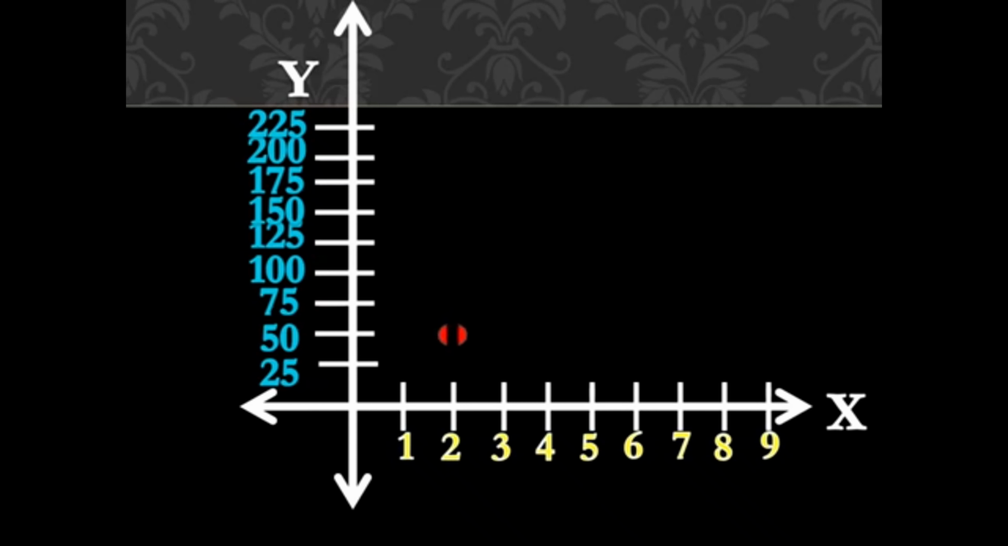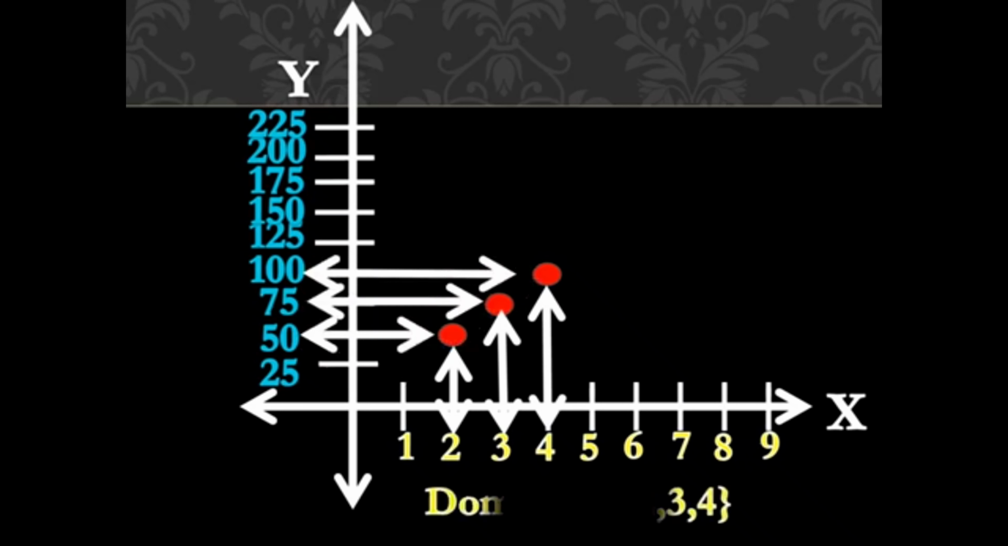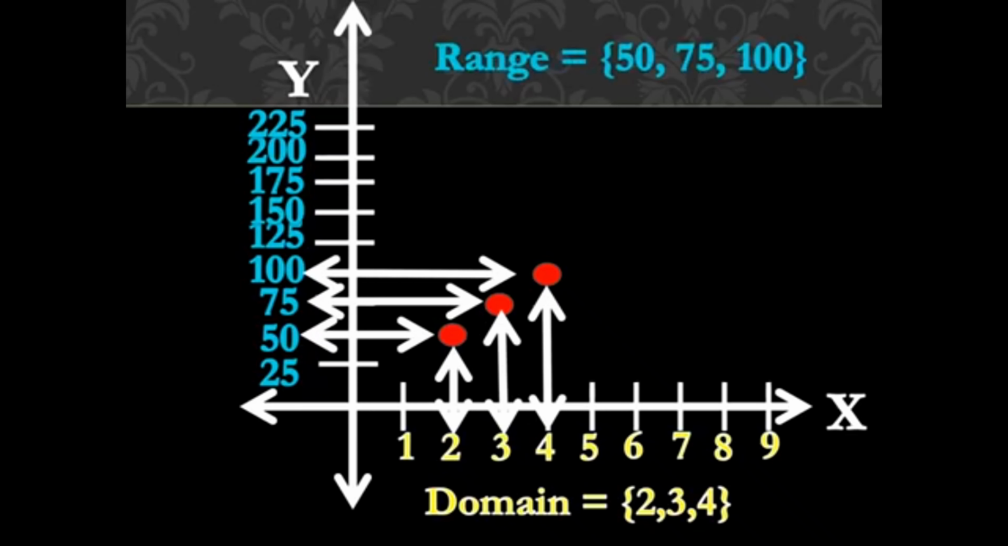Okay, so let us identify the domain and range. The domain are the numbers that correspond to the x-axis. So what are those? We have 2, 3, and 4. For the range, those are the numbers that correspond to the y-axis. So the domain will be 2, 3, and 4, and for the range, 50, 75, and 100.